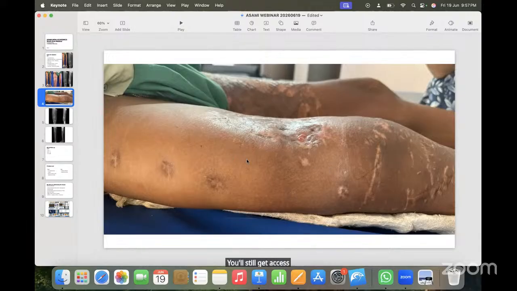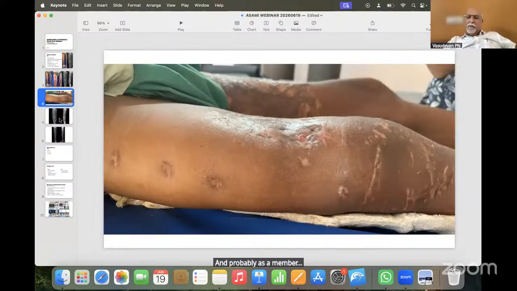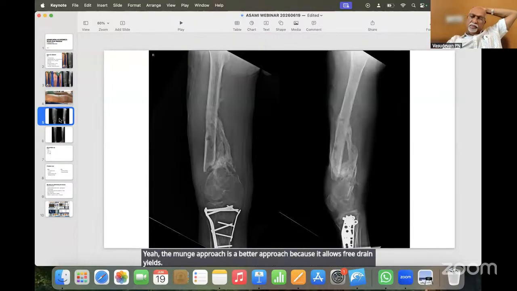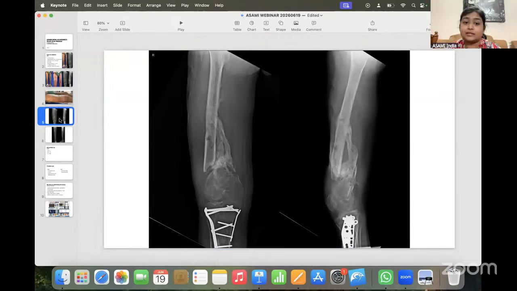Sir, you have to debride the sinus and excise that dead bone. Yes, sir, that can be done through a lateral approach also. The Mangal's approach is a better approach because it allows free drainage out. Yes, sir, free drainage. Okay, sir.